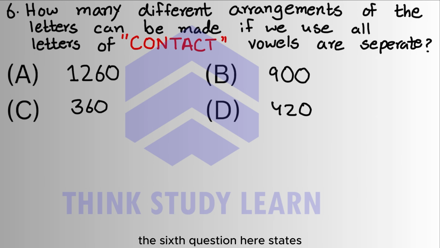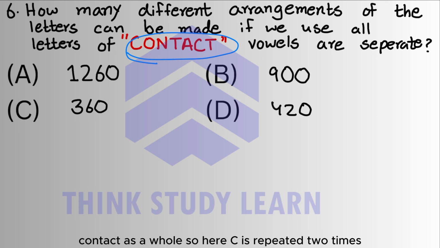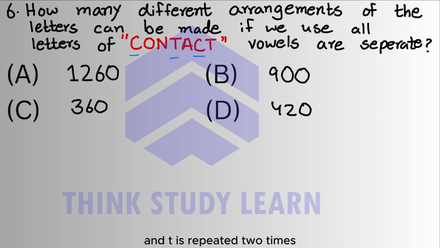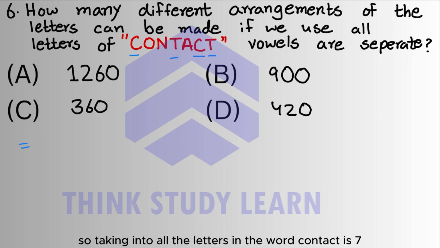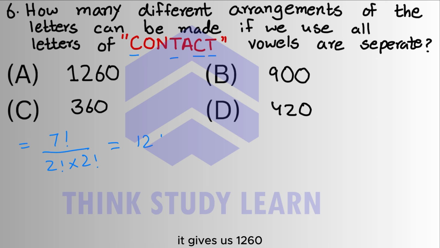The sixth question here states: how many different arrangements of the letters can be made if we use all letters of the word contact and we have to separate the vowels. So first find out the number of arrangements for the letters of contact as a whole. Here C is repeated 2 times and T is repeated 2 times. Taking all the letters in the word contact, there are 7. So 7 factorial over 2 factorial over 2 factorial gives us 1260.